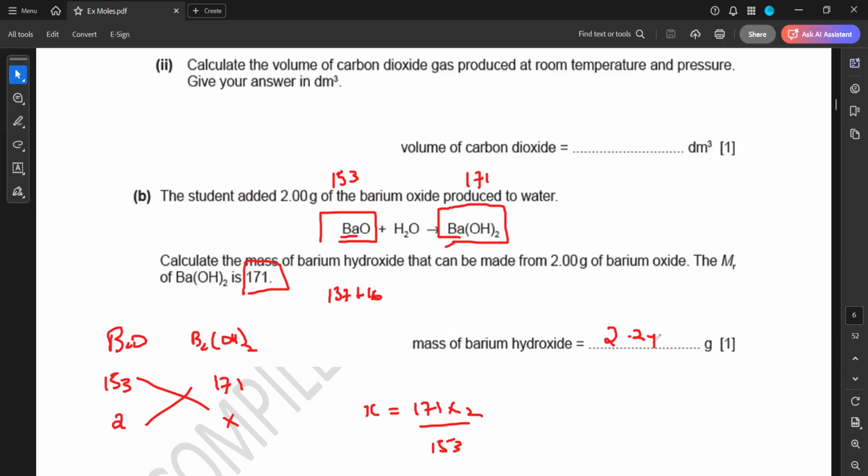Using the equation, if the mass is needed, you can take the ratio of the mass. If the moles are needed, you can take the ratio of the moles. The mole ratio is 1:1, but the ratio of the mass is 153:171.